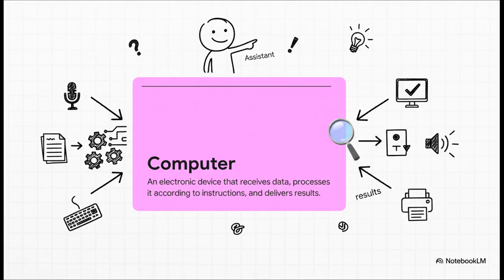It's a pretty simple idea, actually. Just think of it like a super fast, super obedient assistant. You give it some information, you tell it what to do with that information, and it gives you the result. That's it. Seriously. Everything else, all the complicated stuff, is just built on top of that one basic concept.